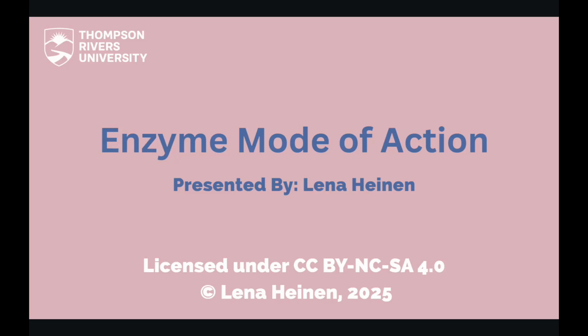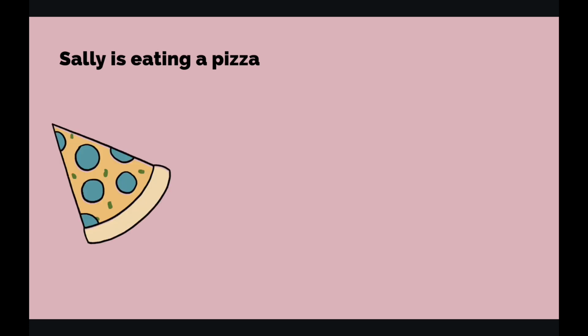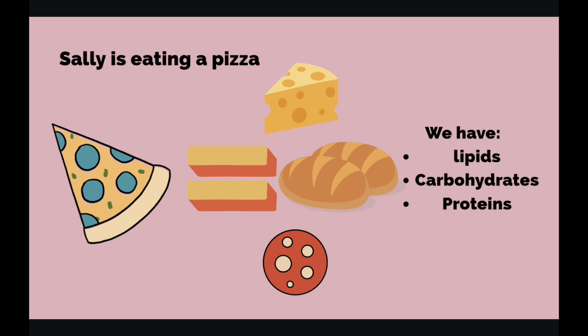In this video, I will be describing the enzyme mode of action. So pretend that Sally is eating a pizza. On an average pizza, different types of food are found on the pizza, such as cheese, bread, and pepperoni, for example. All of these food types contain lipids, carbohydrates, and proteins.